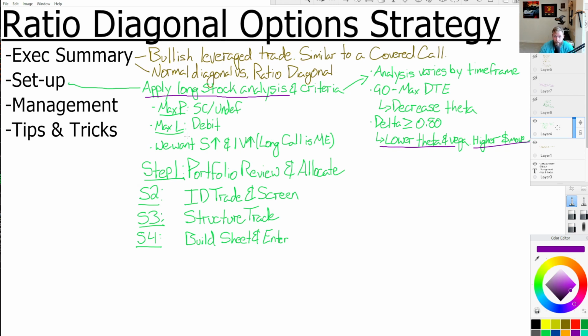Max loss is going to be your debit paid, and that's going to be at expiration. There's 2 things that we're looking for. This is the primary thing. We want the stock to go up in price. We're trading this just like a covered call. Ideal scenario is the underlying blows through our short calls, and we're seeing a loss on those short calls.